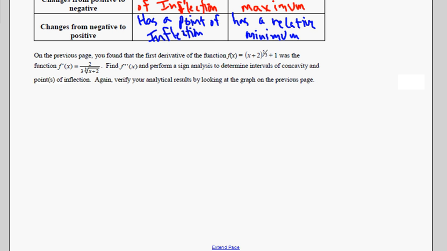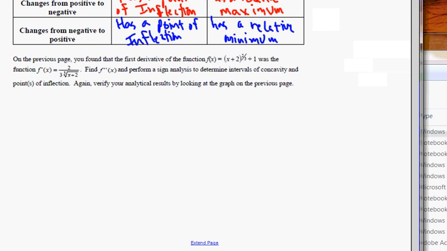Okay, in a previous section of the notes, in a different video, we found that the first derivative of f of x equals the quantity x plus 2 to the 2/3, plus 1, was f prime of x equals 2 all over 3 times the cube root of x plus 2. Now we want to find the second derivative and then do a sign analysis to determine intervals of concavity and possible points of inflection. Again, let's verify our analytical results by looking at the graph on the previous page.